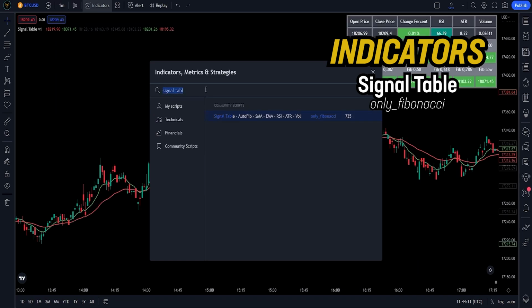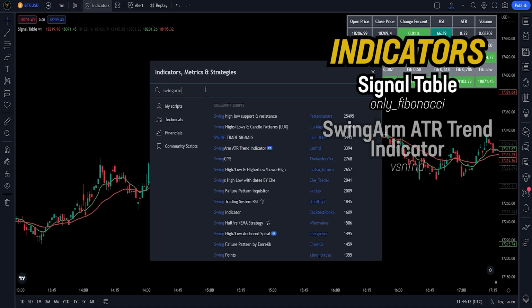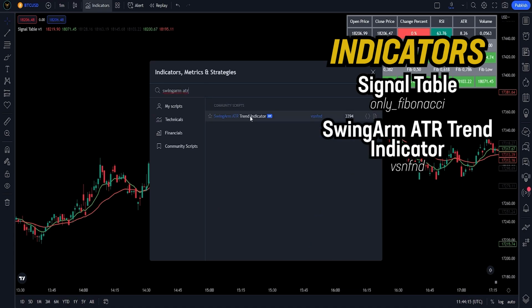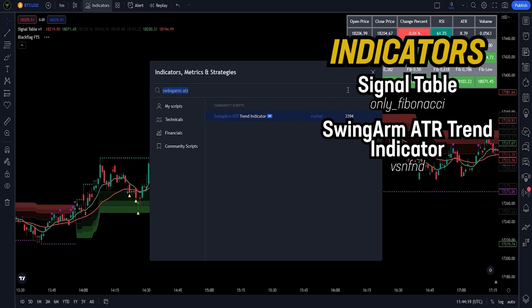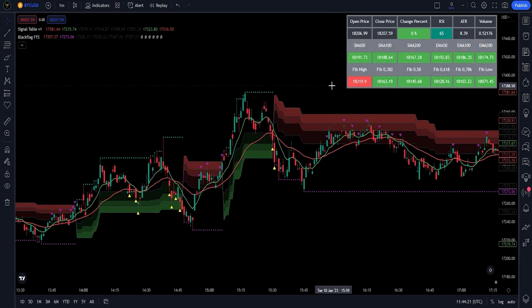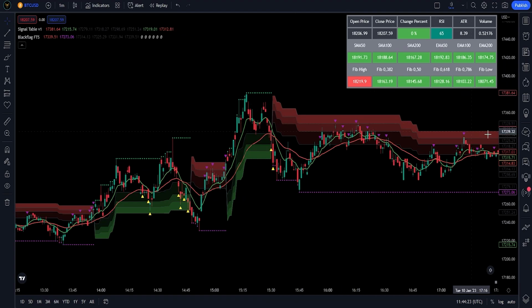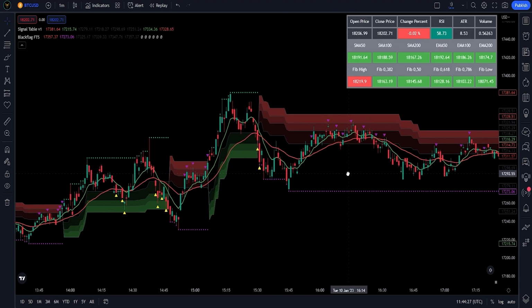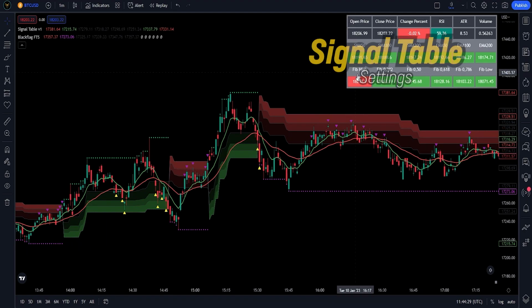Now, let's add our second indicator, which is called Swing Arm ATR Trend Indicator. We will be using this one, so left-click it once, and we are finished with adding indicators to our chart. Now, in order for our strategy to work to its full potential, we need to change a few settings for our indicators. So, let's start by modifying our Signal Table indicator.